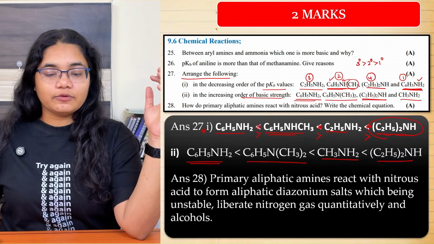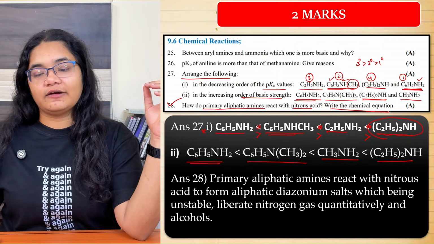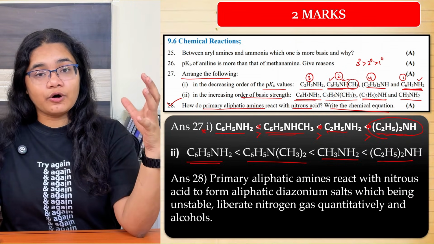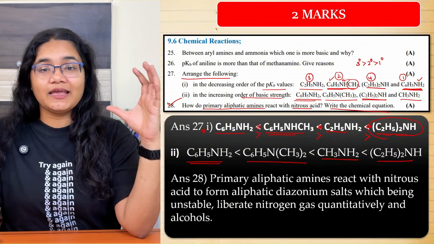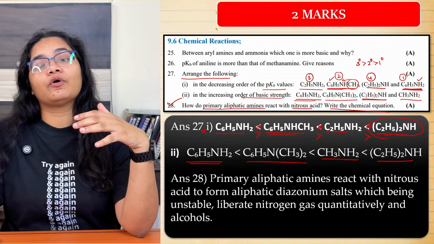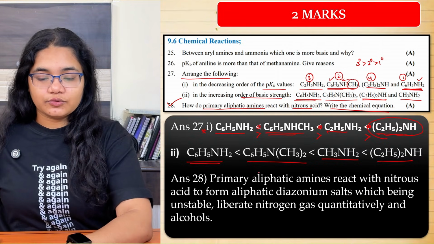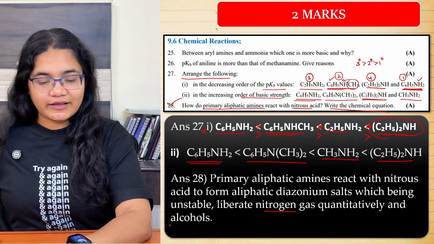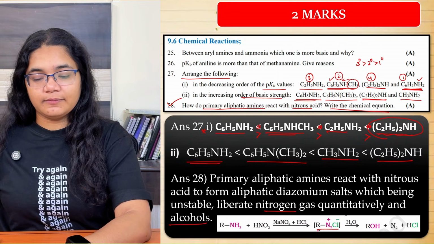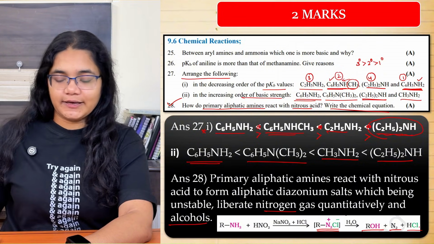Now coming to question number 28, how do primary aliphatic amines react with nitrous acid, and write the equation. Primary aliphatic amines react to give alcohols. First a very unstable diazonium chloride is formed, which eventually converts to alcohols with the elimination of nitrogen gas. So they form nitrogen gas and alcohols. You can see the reaction here. You get first an unstable diazonium chloride, which converts to ROH plus N2 plus HCl.